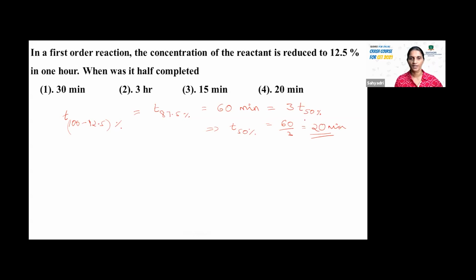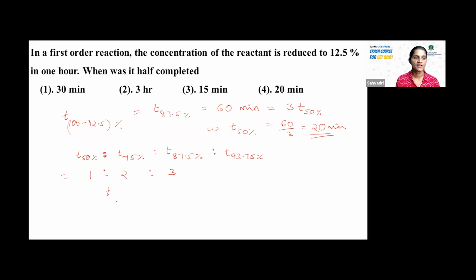Hope all of you have understood. Memorize that several times. T50% is to T75% is to T87.5% is to T93.75%. It's enough. 1:2:3. Now, T50% is to T87.5% is 1:3, which means 87.5% is 3 times T half. Understood?